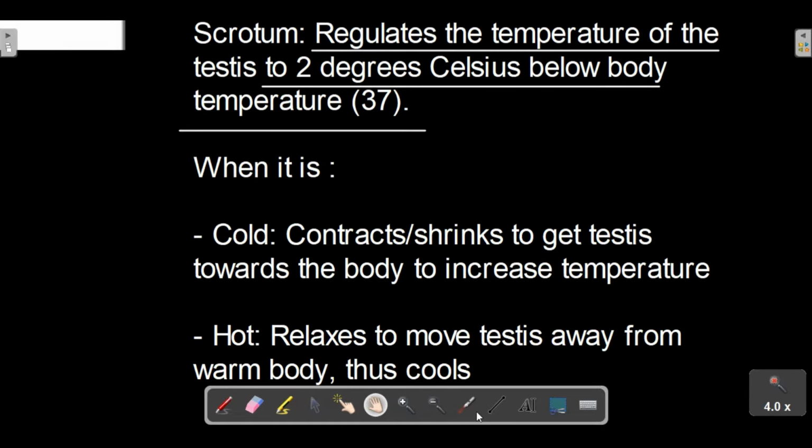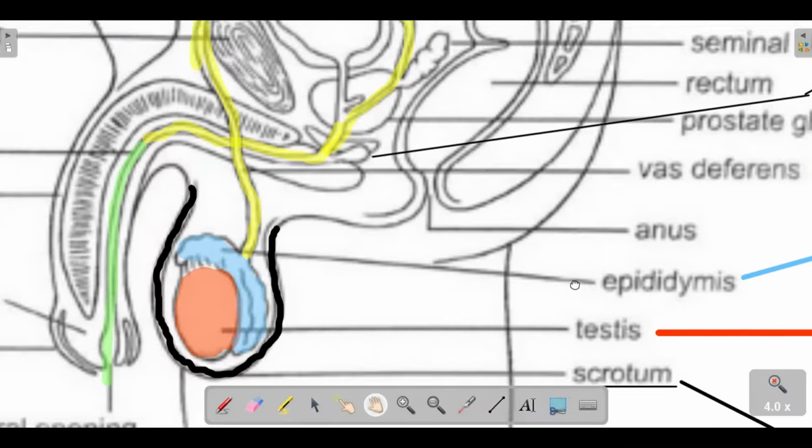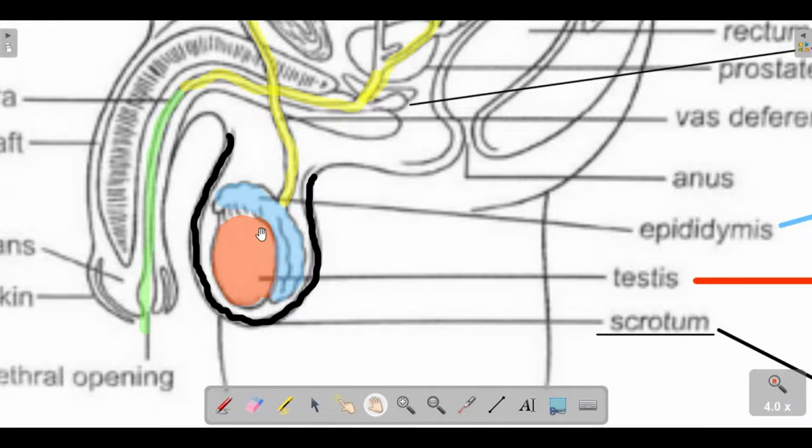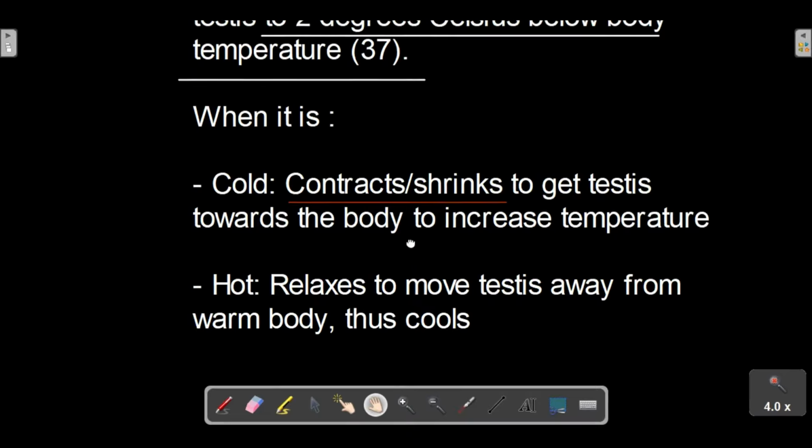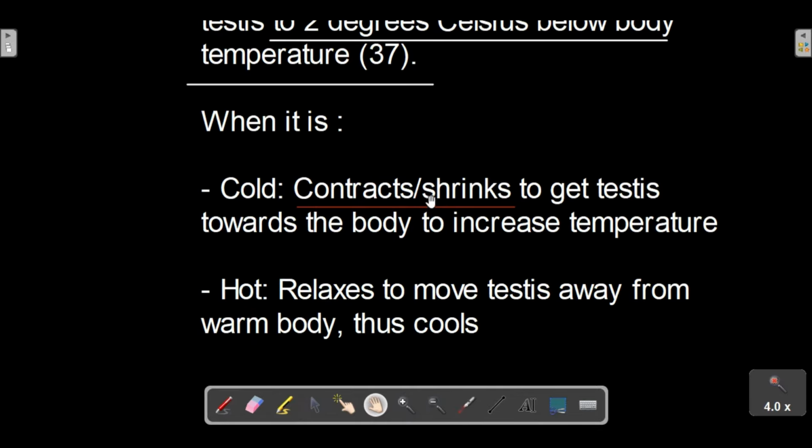So what does this structure do to regulate the temperature? So when it is a cold day, the scrotum contracts. So it shrinks, it gets smaller and smaller. This is to move the testes towards the body so that it gets warm, right? And hence this prevents the testes from being very cold. So we're saying that when it is cold, the scrotum shrinks or contracts to get testes towards the body so that it increases the temperature of testes, right?